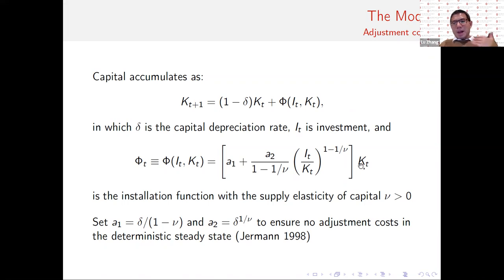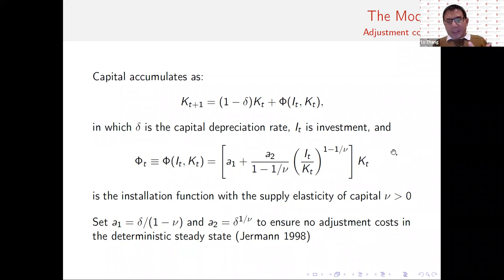And this new parameter is the supply elasticity of capital. And we're going to follow the same paper again by setting this a1, a2 parameter to be this functional form such that there will be no adjustment costs in the deterministic steady state. And you see this specification is quite parsimonious. There's only one free parameter that governs the magnitude of adjustment costs.